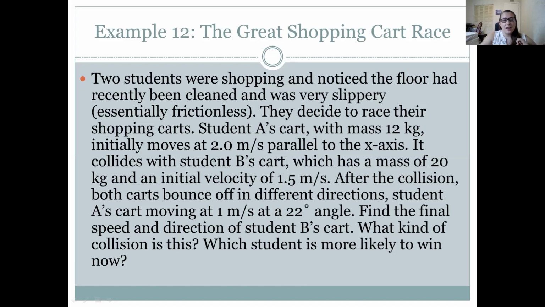Student A's cart is moving at 1 meter per second at a 22-degree angle. Find the final speed and direction of student B's cart. What kind of collision is this, and which student is more likely to win now?